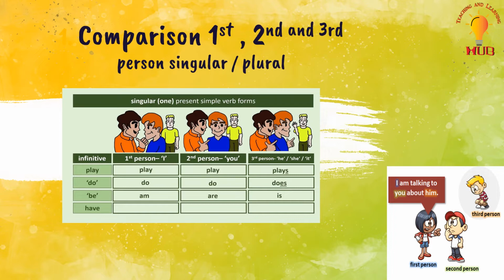So for first person we will not add s with the verb. For second person we will not add s with that verb, and then we will add s with the third person singular. What is third person singular? Third person singular is he, she, it, name of a person or thing.